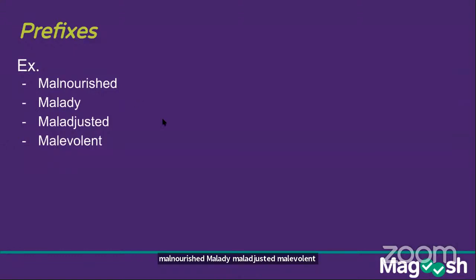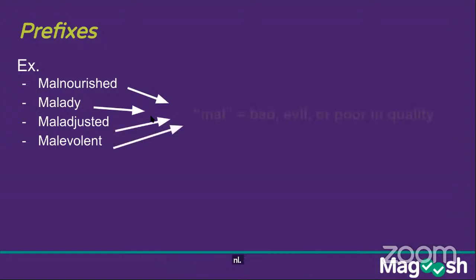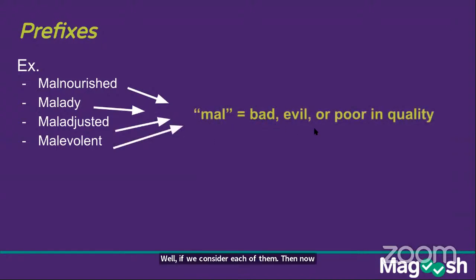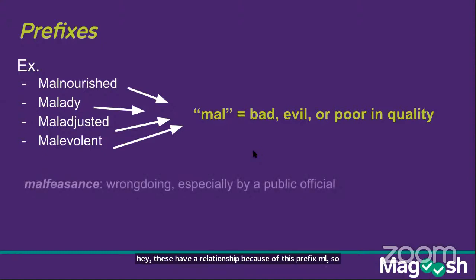Then we should ask, is there a commonality in this that would tell me something about the real operation of the prefix mal? Well, if we consider each of them, then mal probably means bad or evil or poor in quality. If you're malnourished, you're poorly nourished. A malady is an illness. Maladjusted means poorly adjusted. Malevolent might mean bad or even evil. So these have a relationship because of this prefix mal. Now coming back to our word, malfeasance, that means wrongdoing, especially by a public official.